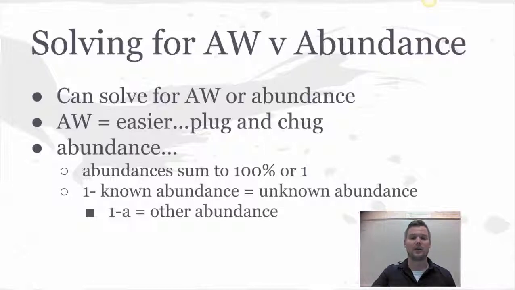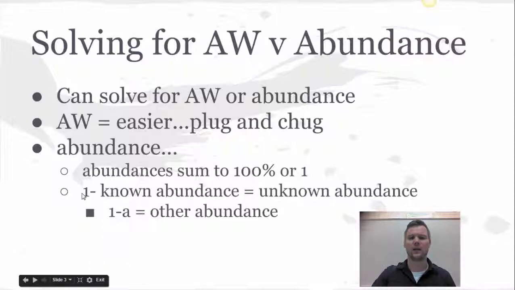When we solve for abundance, you have to remember that all percentages need to add up to 100%. So if we happen to have 60% abundance of isotope A, we would have to have 40% abundance of isotope B. And since percentage is really just a decimal times 100, all decimals need to add up to 1, and that's how we're going to set up our algebra.